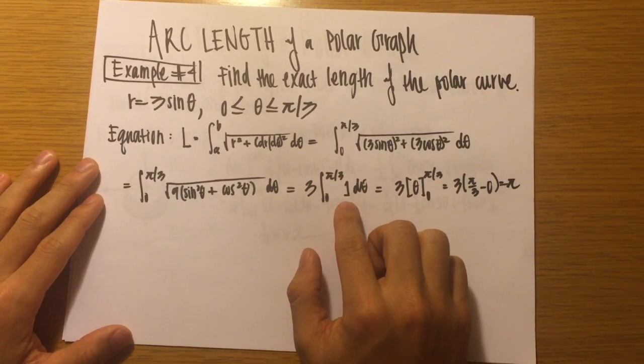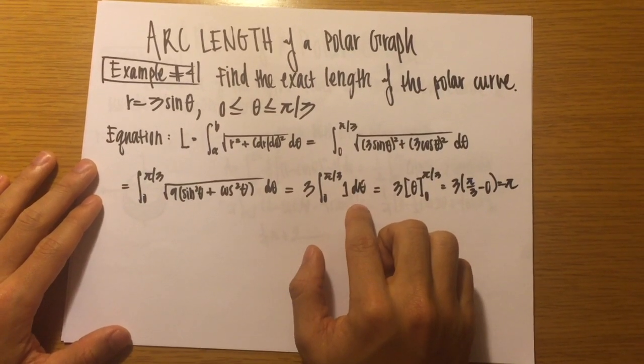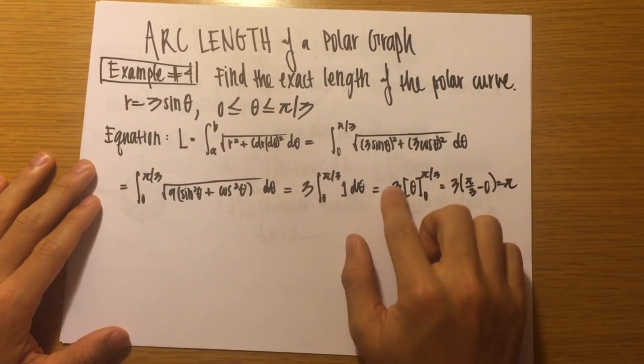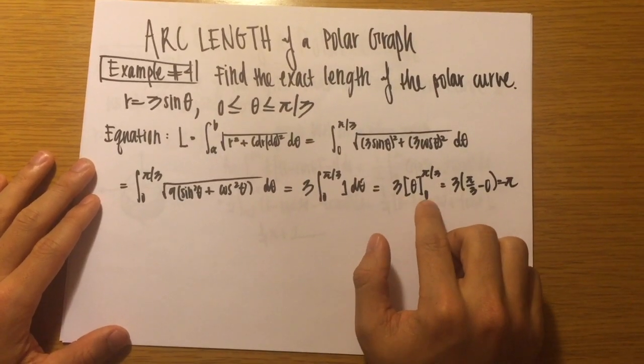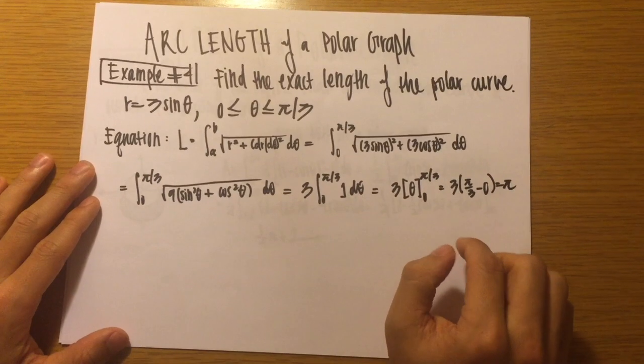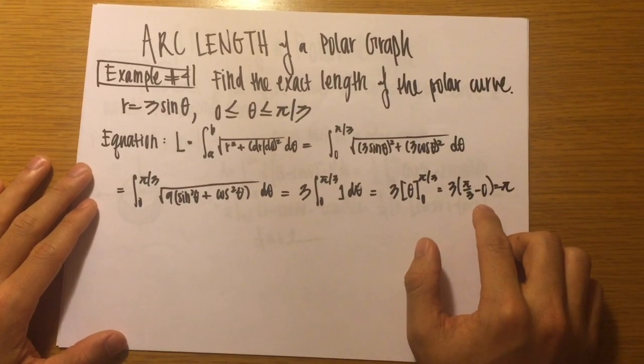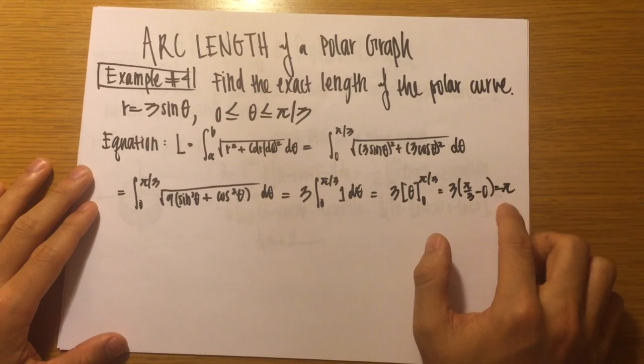Now everybody knows that 1 d theta is just theta when you integrate it. So it's 3 times theta, bounded from 0 to pi over 3. So that's just 3 times pi over 3 minus 0. That equals pi.